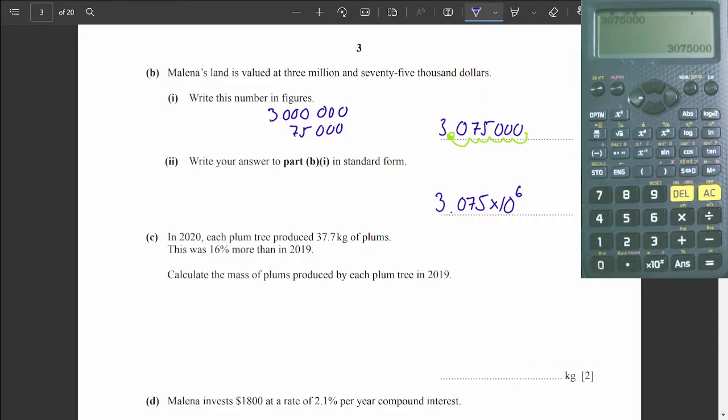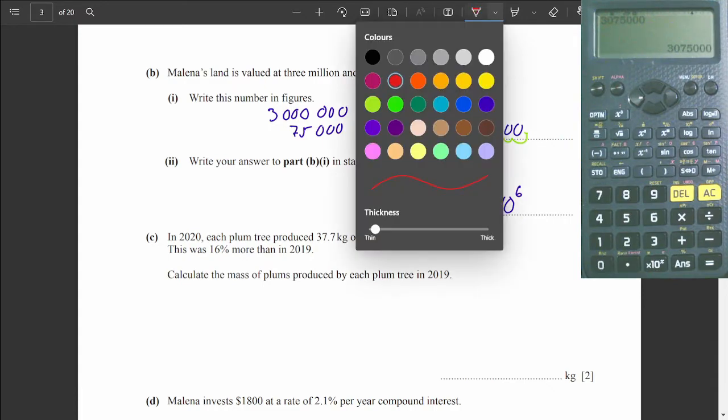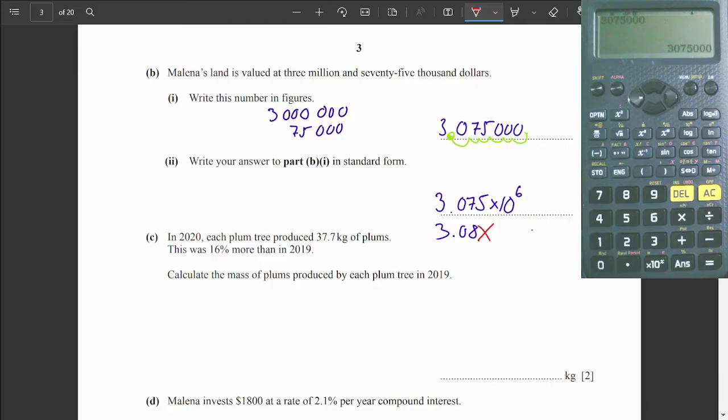One more comment on question 1b, part 2. Don't round this answer. It's an exact answer, so you leave it where it is. If you round it to 3.08, it is wrong. So 3.08, that would be wrong. Okay. Exact answers, leave them as they are.